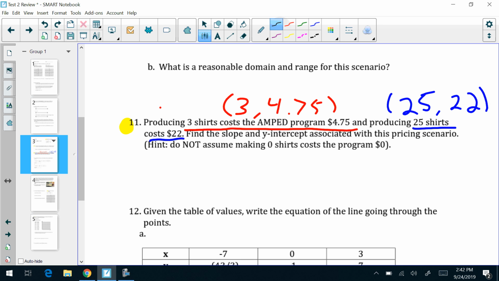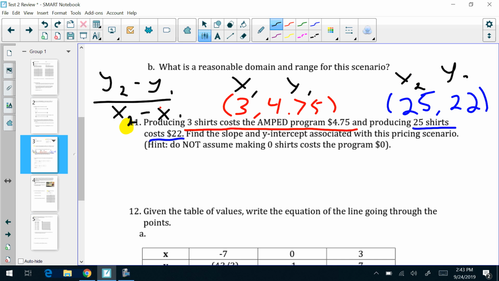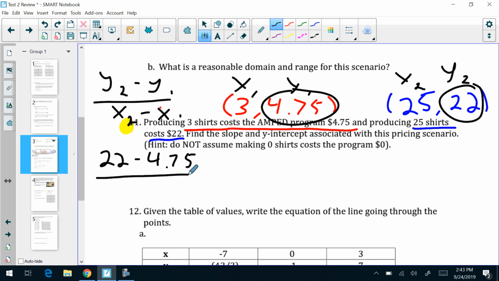So to find the slope between those two, we use our equation y2 minus y1 over x2 minus x1. So let's see, I've got x1, y1, x2, y2. So y2 minus y1 would be 22 minus 4.75. x2 minus x1 would be 25 minus 3.